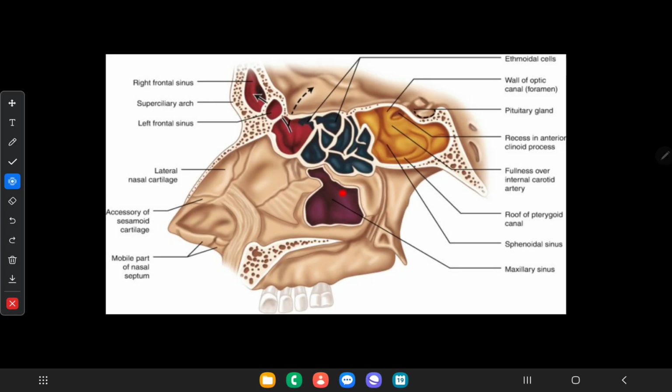This is the maxillary sinus. So the posterior wall is related to the contents of the infratemporal and pterygopalatine fossa. This area is the infratemporal and pterygopalatine fossa.